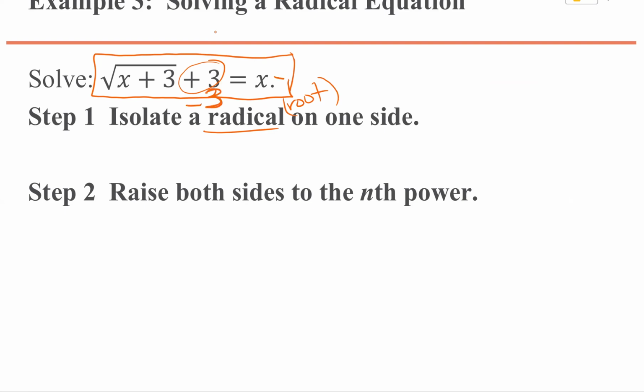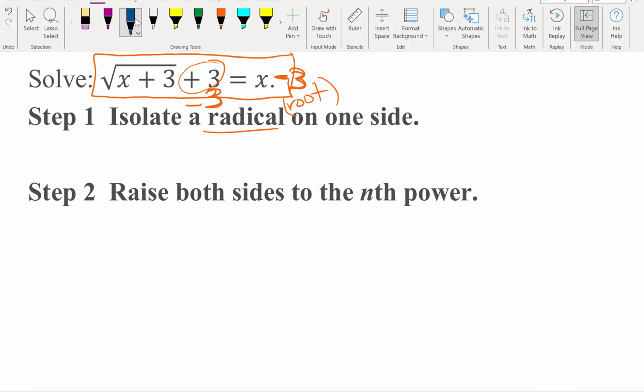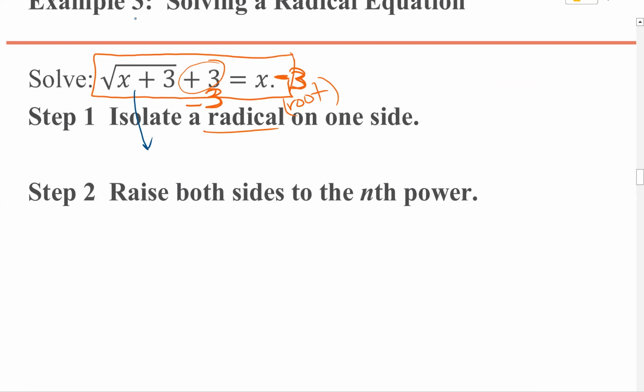So I'm going to subtract him to the other side, move him over next to x. It's kind of like if there's only one root, the root needs to be all by himself, and everybody that's not in the root, they go to the other side. Now the radical or root is by himself. There was an x on the right side. Now there's a -3. Now I'm going to raise both sides to the nth power.